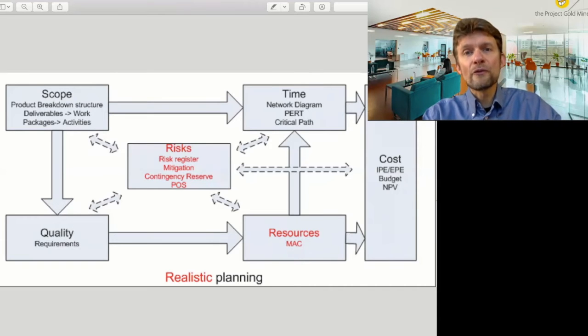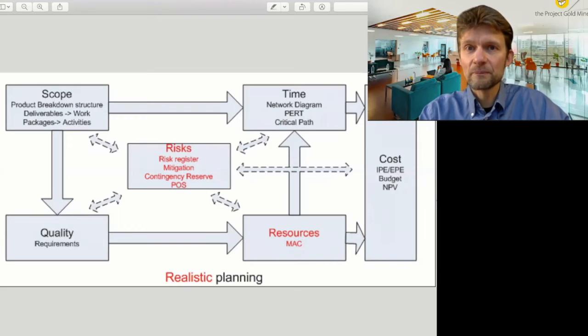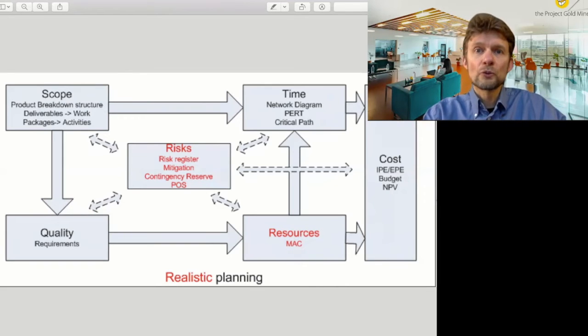And the final stage to get a realistic planning is to have a look at the risks. So the risks on all the other 5 elements: the scope, the quality, the resources, the time, and the cost. And from there, define a number of mitigations and or contingencies, which will influence the content, the scope of the project, and its timing again.